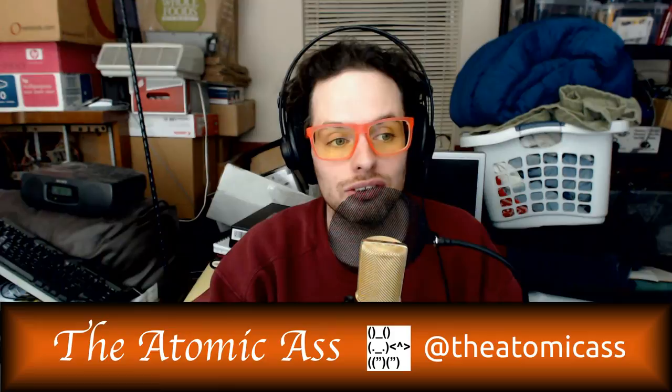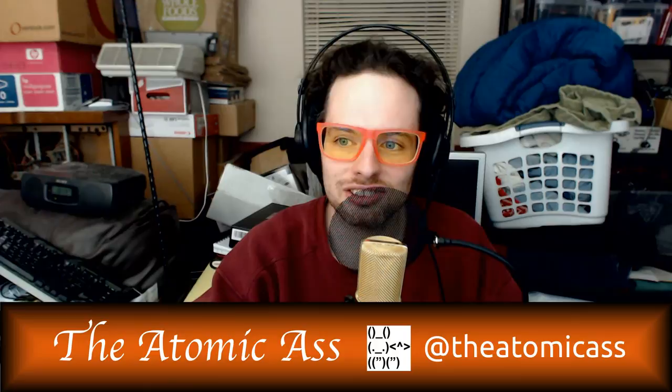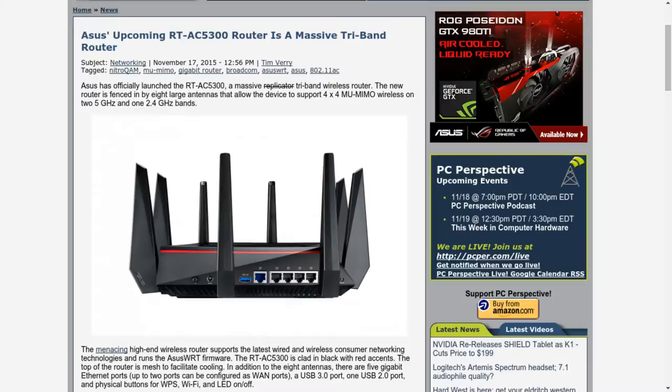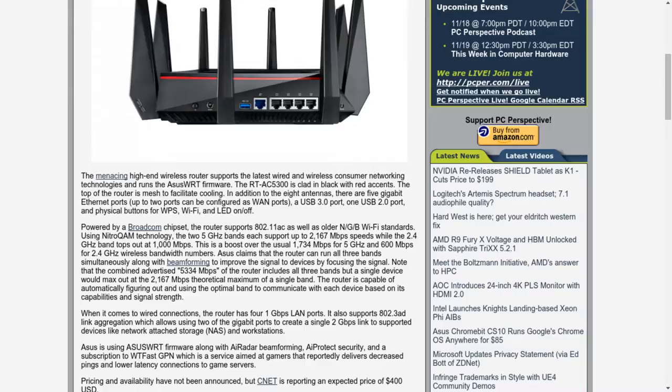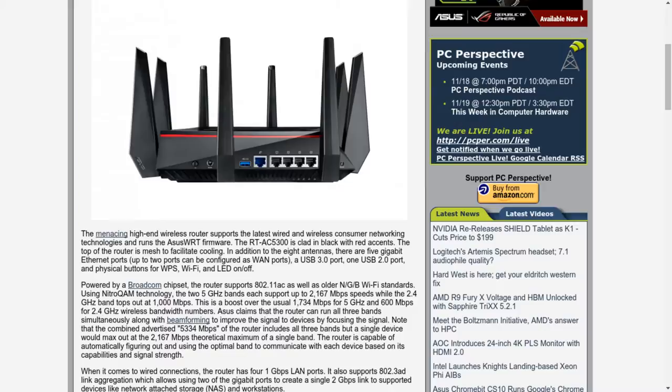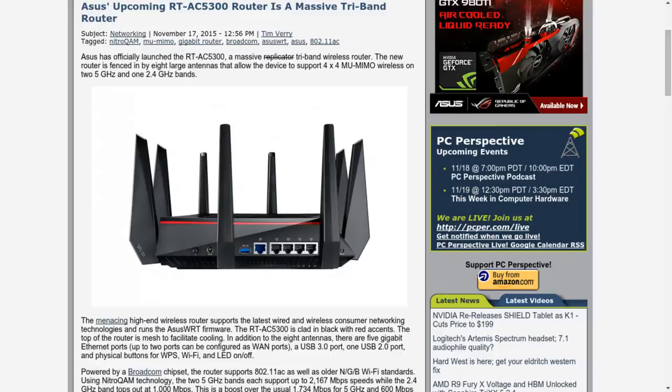But what's next is Asus has released a tri-band router with more antennas. So many antennas. But can it run Crysis? I think it can. It looks like it's got a beefy enough CPU. I would assume. Holy crap! It supports A, C, N, G, and B.